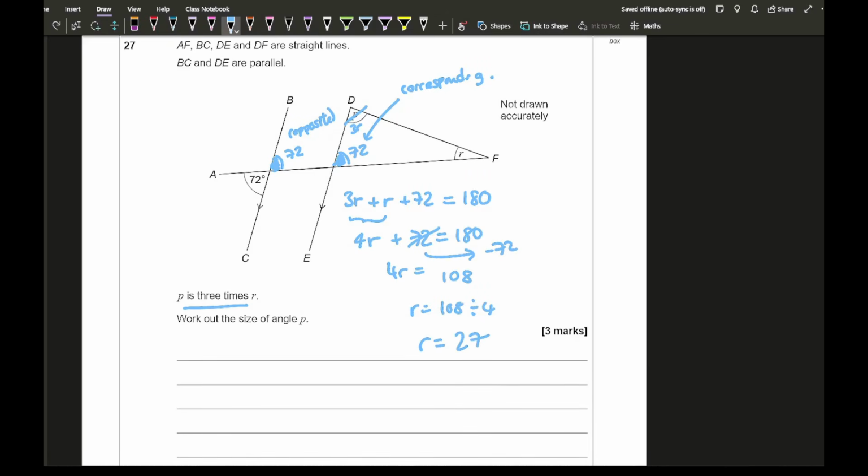Now remember that the question asks us to work out the size of angle P. So angle P is going to be 3 lots of R, so it's 3 times 27, which equals 81 degrees. And there we go.